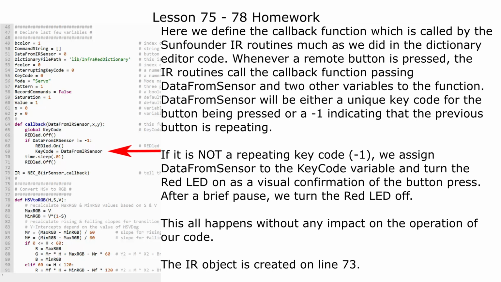If it is not a repeating key code, we assign data from sensor to the key code variable and turn the red LED on as a visual confirmation of the button press. After a brief pause, we turn the red LED off. This all happens without any impact at all on the operation of our code. The IR object is created on line 73.